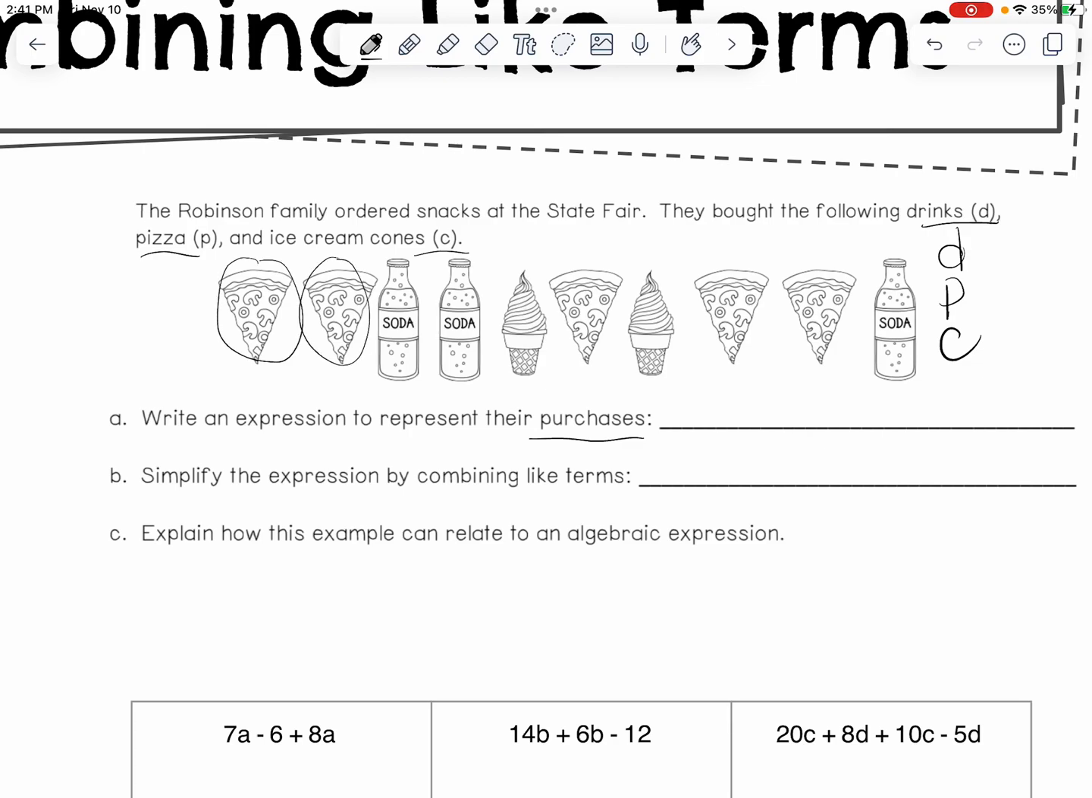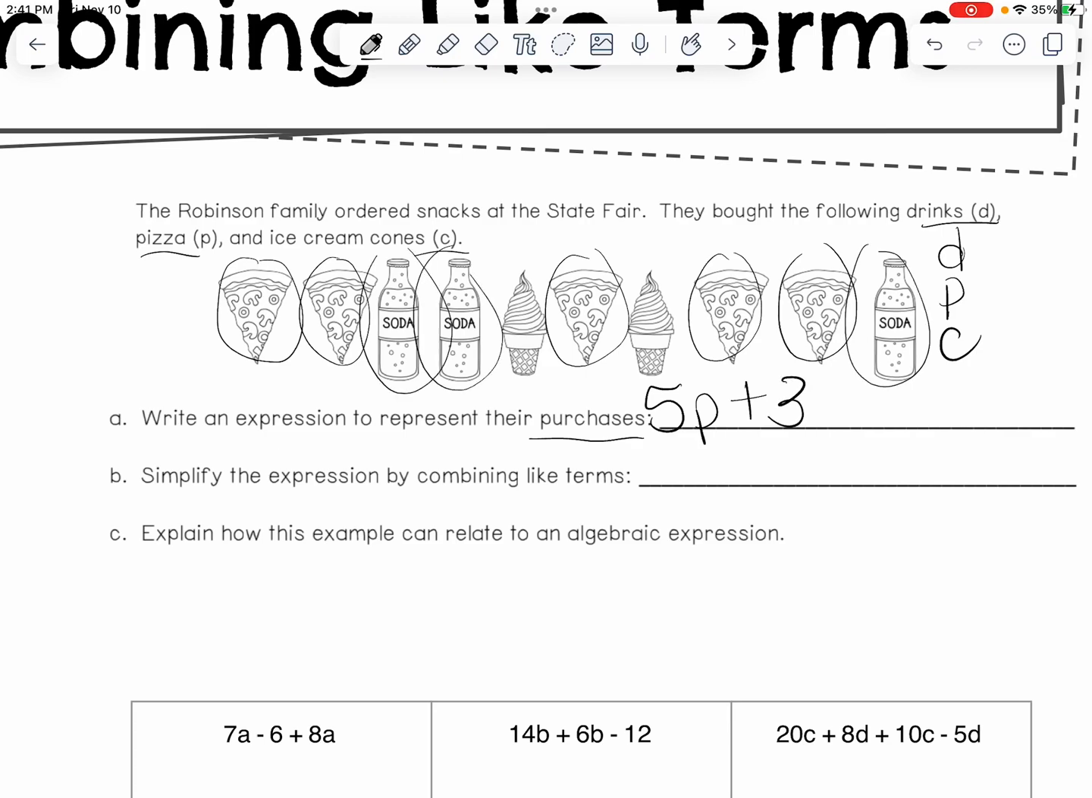But if I want to write an expression to represent their purchases, I know that they bought 1, 2, 3, 4, 5 pizzas. So that would be 5P plus 1, 2, 3 sodas. So 3 drinks plus 1, 2 ice creams. Because my price would go in there for P, D, and C, and I would multiply by how much they bought to find the total cost if that's what I was doing.